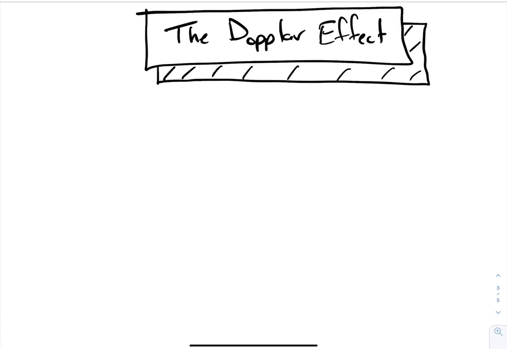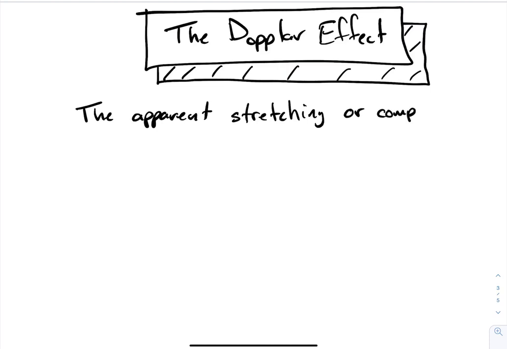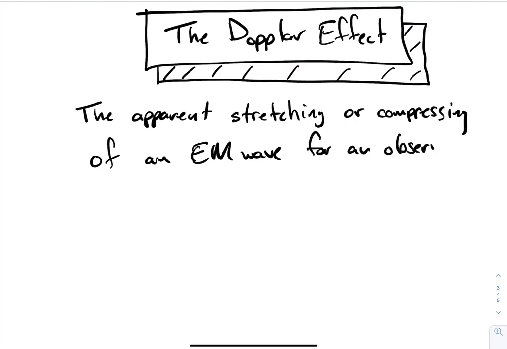So we're going to just remind you that the Doppler effect is the apparent stretching or compressing of a wave, of an EM wave, relative to the motion of an observer and an emitter. So we'll say the apparent stretching or compressing of an electromagnetic wave for an observer relative to a moving emitter.